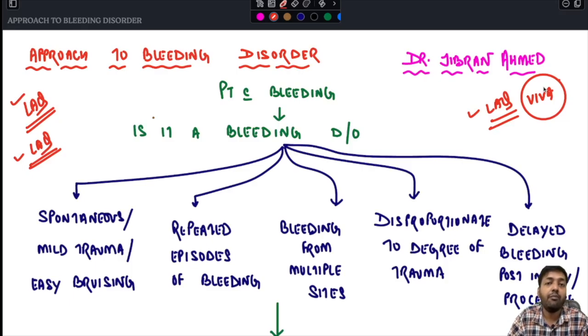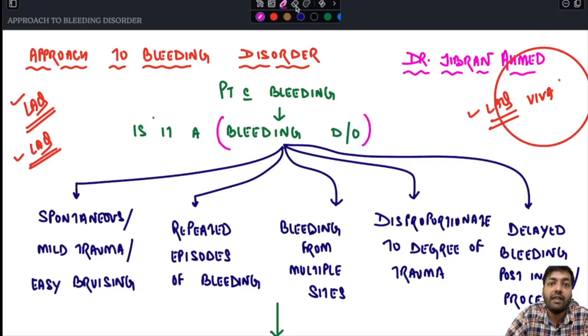So these are the three important things that we are going to discuss in today's topic of discussion. So without wasting any time, let us begin. First thing, whenever a patient comes to you with bleeding, the first question that you ask yourself is whether it is a bleeding disorder.